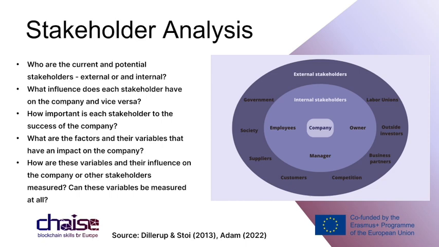Who are the current and potential stakeholders, external and internal? What influence does each stakeholder have on the company and vice versa? How important is each stakeholder to the success of the company? What are the factors and the variables that have an impact on the company? How are these variables and their influence on the company or other stakeholders measured? Can these variables be measured at all?